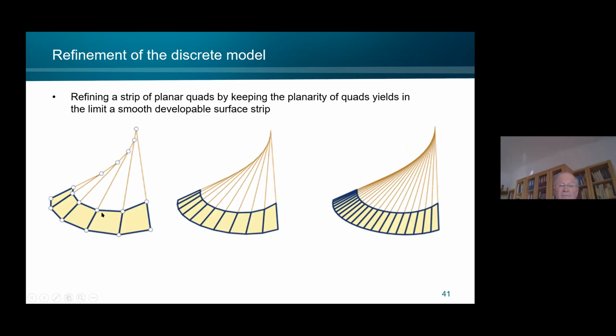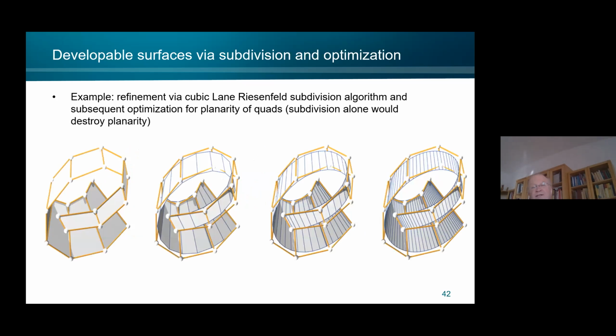With such a discrete model, we can apply some refinement rule, but a linear refinement rule is not enough. We always have to make sure that we keep the planarity of faces, but if we do so, we will in the limit get a developable surface. And this is shown here in this example, starting from this strip of planar quadrilaterals. We refine in this case by cubic Lane-Riesenfeld subdivision, but we also, after each step, make sure that the quads stay planar. So it's a kind of nonlinear subdivision method, which generates something which looks like a free-form surface, a B-spline surface, but it isn't.